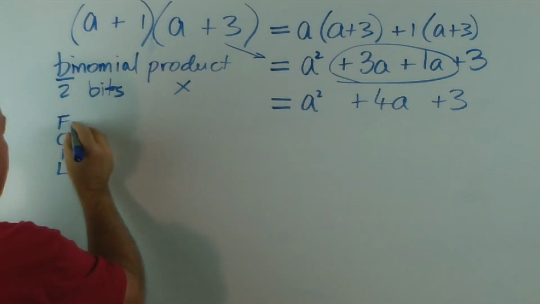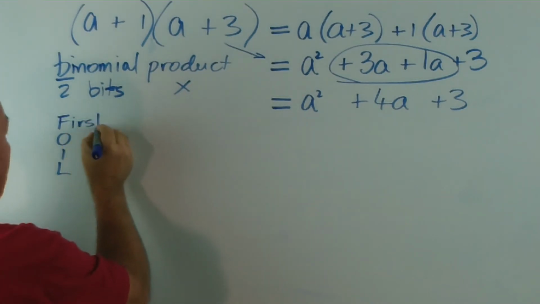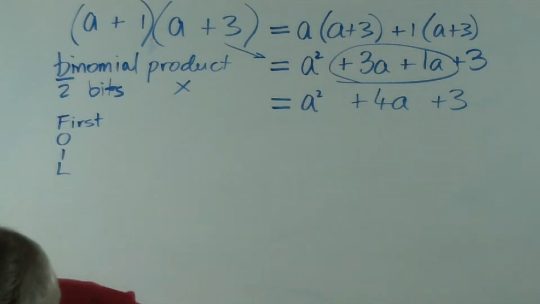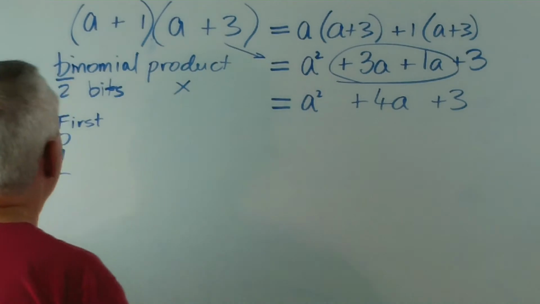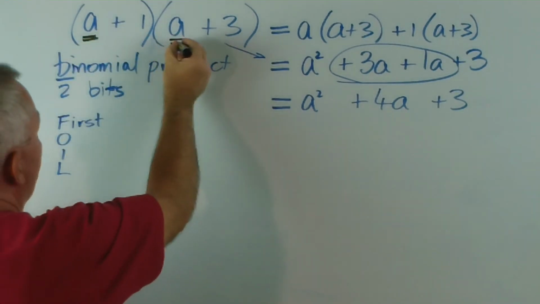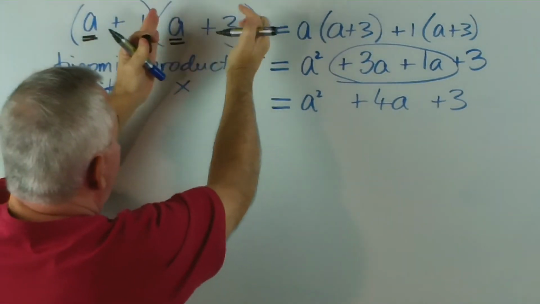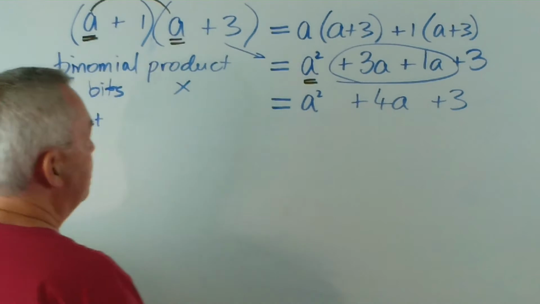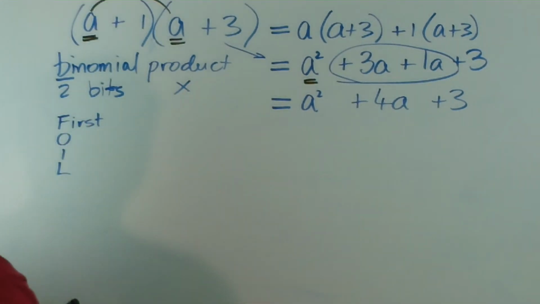Well, the shortcut says if we multiply the first 2 terms, I think I'll get a different colour here. Where are we? There we go, black. If we multiply the first term of this binomial by the first term of this one, that will give us the first term in the result. That's what the first means.